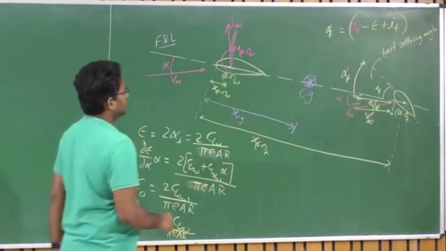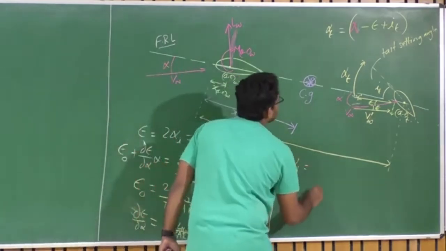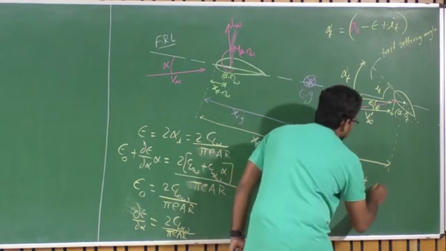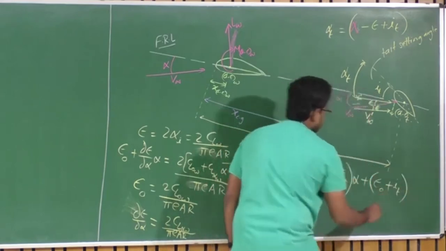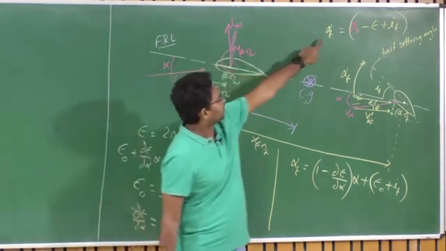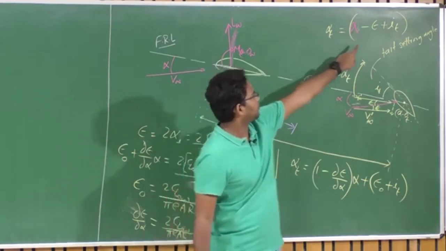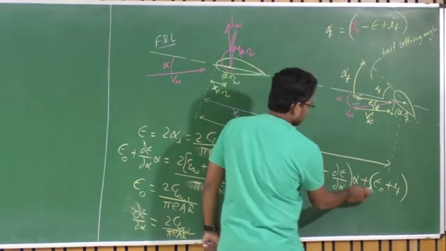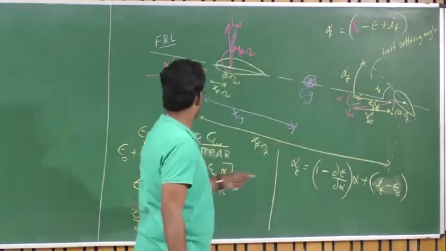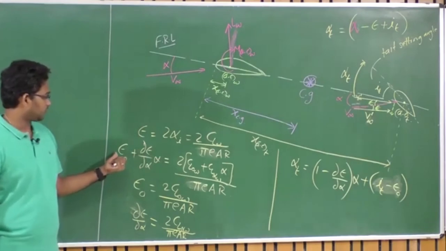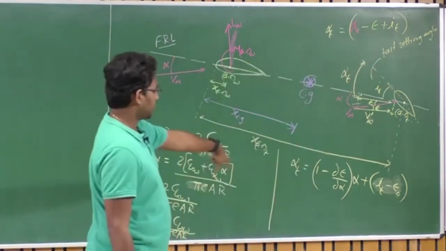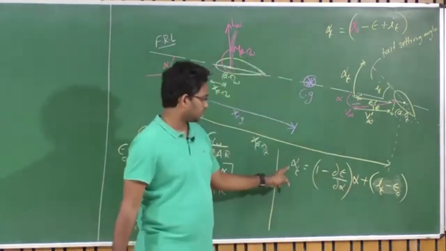Okay. So what can I do further? So alpha t is equal to (1 minus dou epsilon by dou alpha) times alpha plus epsilon naught plus i t. Isn't it? Am I correct or not? So if I substitute this particular expression in that equation, alpha t is equal to, so this must be i t minus epsilon naught. So this is i t minus epsilon, so that epsilon is equal to minus epsilon naught minus dou epsilon by dou alpha times alpha. So if I substitute that and take alpha common out, separating the coefficients of alpha and constants, I'll have this particular expression.